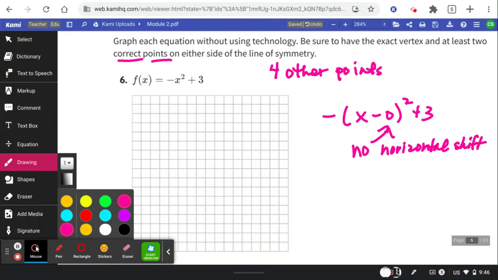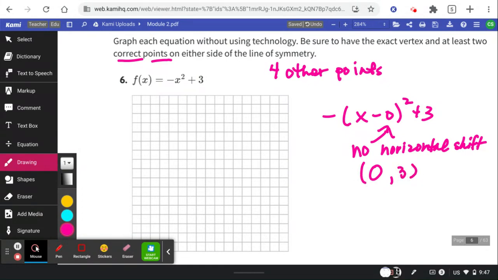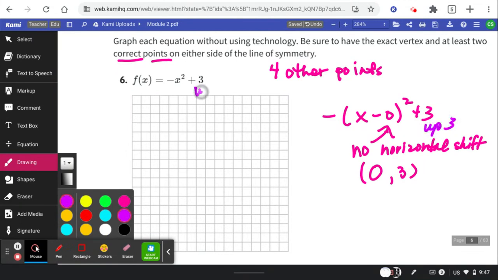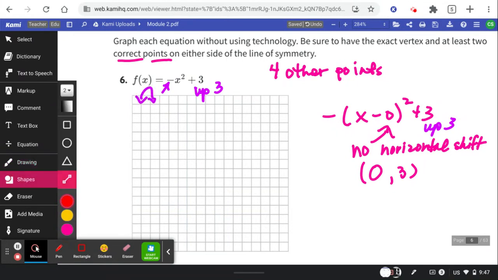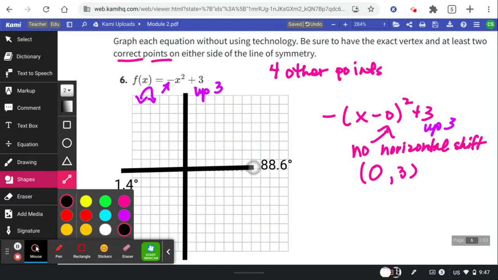And so that means my vertex is starting still at 0. And then it says +3 at the end. So this is actually going to go up 3 for this shift right here. And this little negative orientation, that's telling me that the parabola is going to be upside down. So go ahead and get a graph ready by drawing in some axes for me.